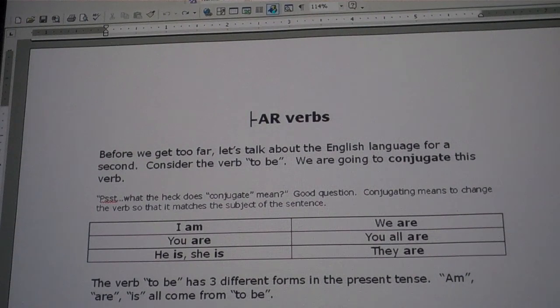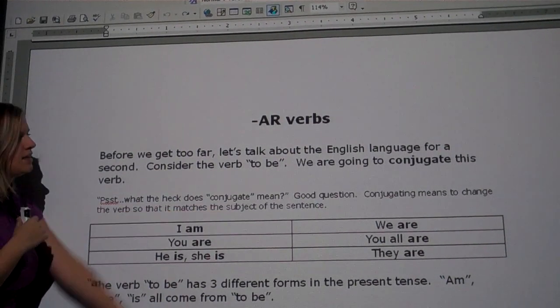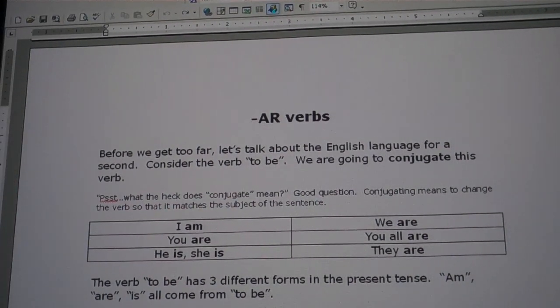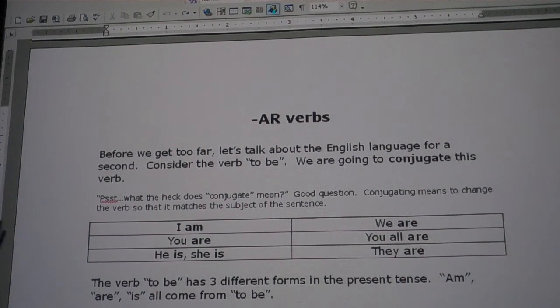It says AR verbs. Before we get too far, let's talk about the English language for just 1 second. Consider the verb to be. We're going to conjugate the verb to be really quickly. And by the way, it just says here in small letters, what the heck does conjugate mean? That's a really good question. Conjugating means to change a verb. It's a very fancy grammatical term. You don't need to worry about it. Whenever you hear the word conjugate, just think change, okay? If I ask you to conjugate a verb, I'm asking you to change the verb for the different subjects.